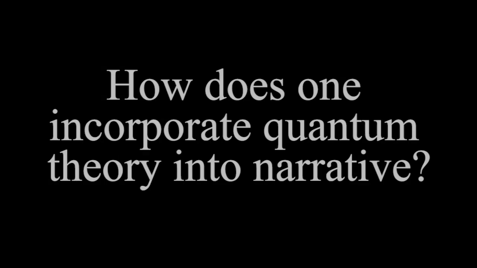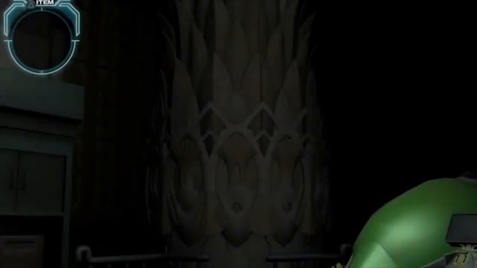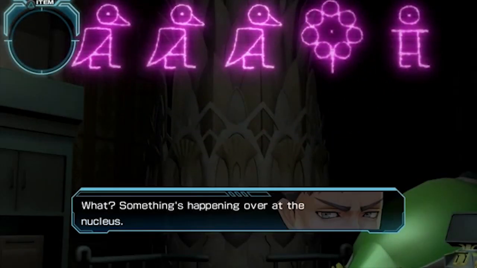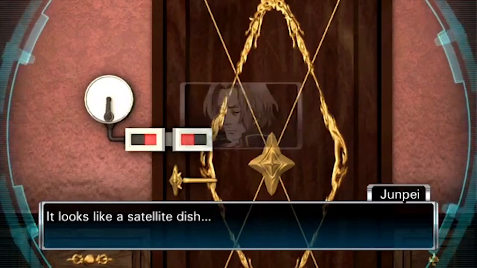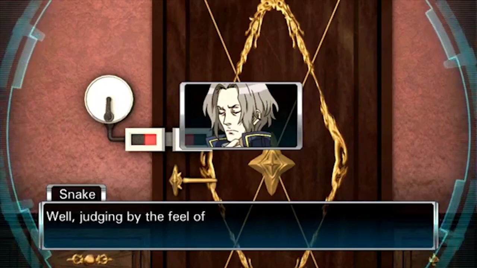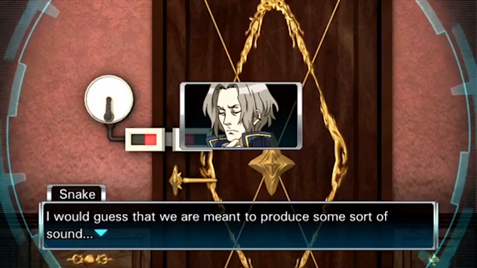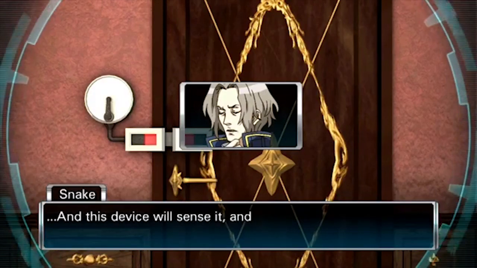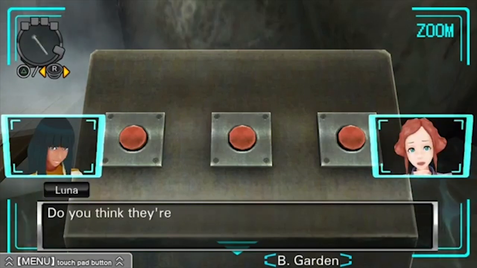My question today is, how does one incorporate quantum theory into narrative? There are many examples out there, but I believe Zero Escape is one of the better ones around, even outside of its own medium. Despite being a genre as linear as the visual novel, this series structures itself in a way that requires players to drive the narrative themselves, most often by jumping between multiple timelines at once in order to discover clues to advance the story and discover the whole truth. This series got me interested in quantum theory, and I would love to explain why.